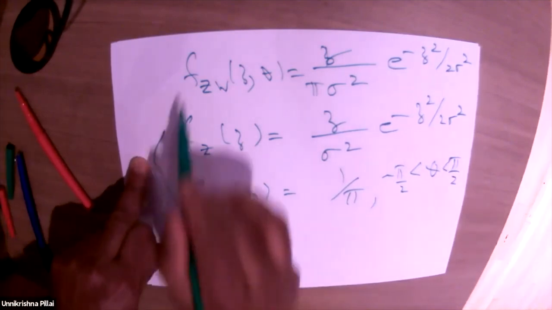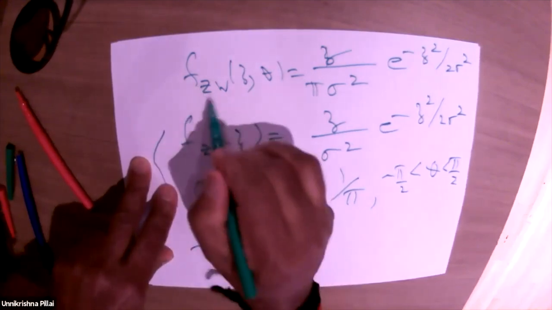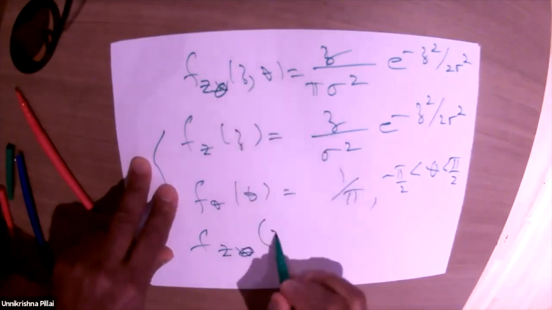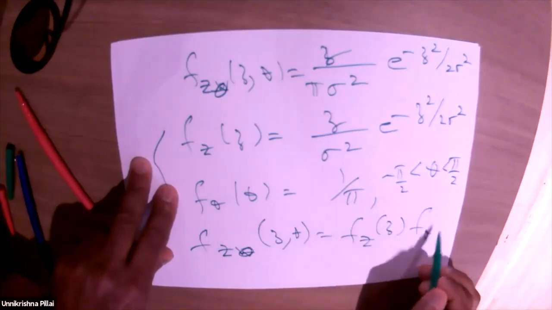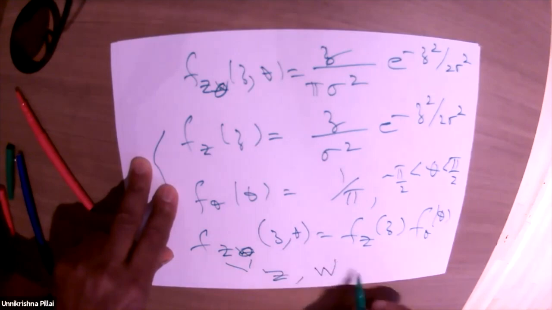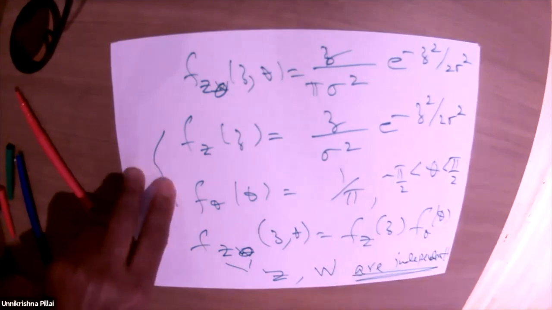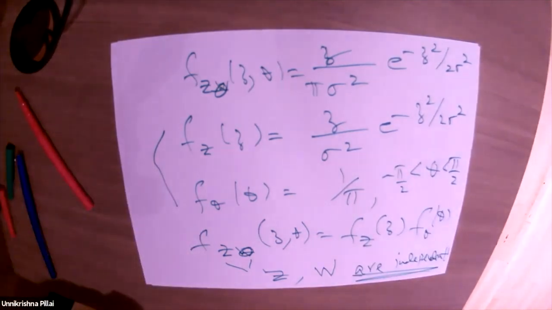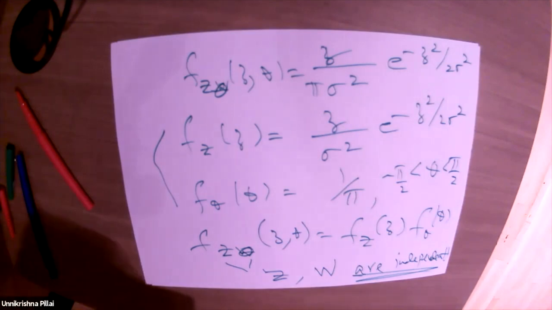If you take the product of this, you get the original one. So this is a case where the joint density function equals the product. This means Z and W are independent, even though they depend on the same functions. This only happens in statistics. They may come out from the same functions, but they are independent in this particular case. So this is a good example.